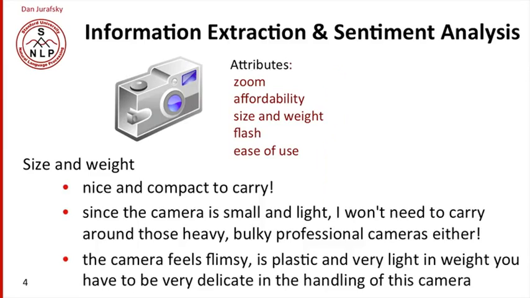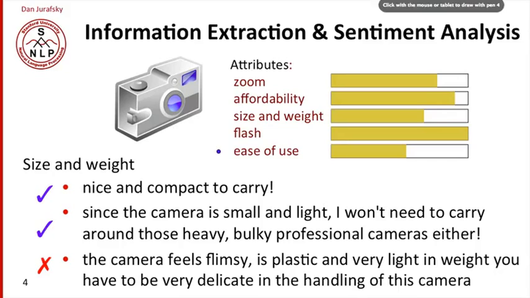For example, if a reviewer said nice and compact to carry, that's a positive sentiment. And here's another positive example. But a phrase like flimsy is a negative sentiment. So we'd like to automatically detect for each sentence what the sentiment is, and then aggregate for each feature, for zoom, for affordability. So we might decide that this camera, the reviewers really liked the flash, but they weren't so happy about the ease of use. So we might measure the positive and negative sentiment about each attribute and then aggregate those.